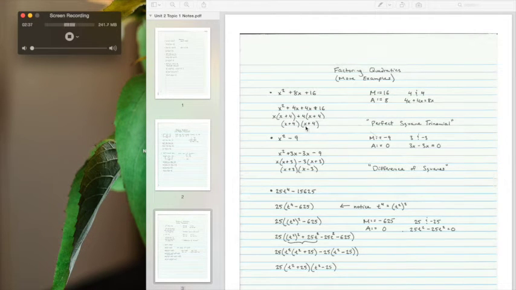Oh, interesting. In this example, we're left with x plus 4 times x plus 4. This is one of those special types of quadratics that you may remember from previous math classes called a perfect square trinomial. Okay, there are quadratics of this form that work out this way.